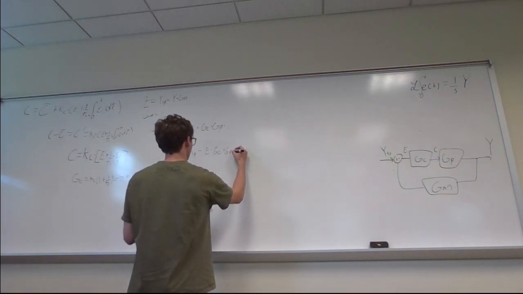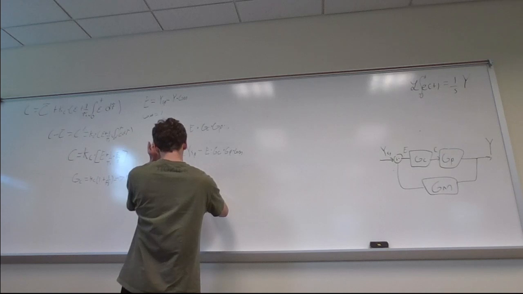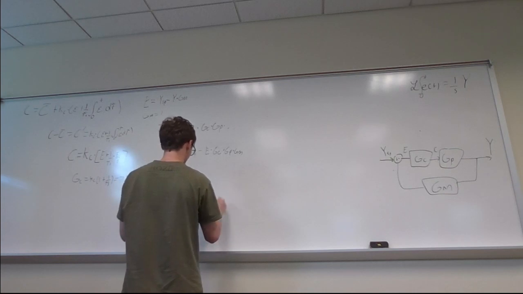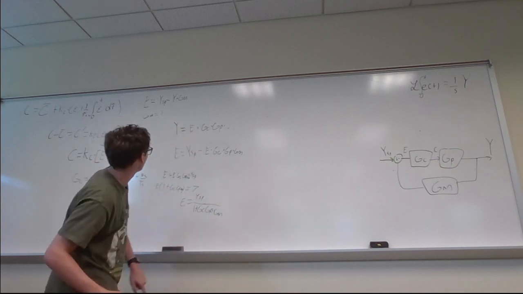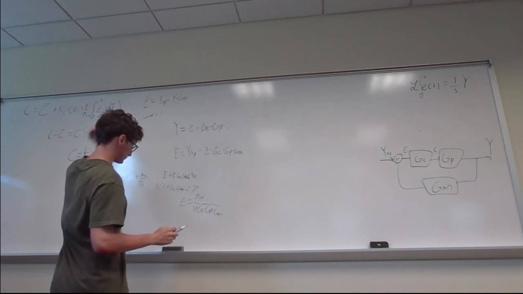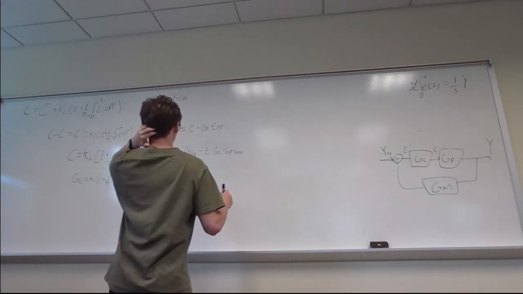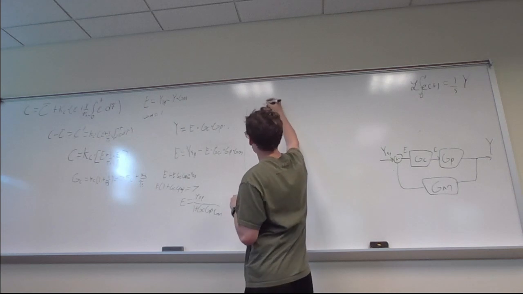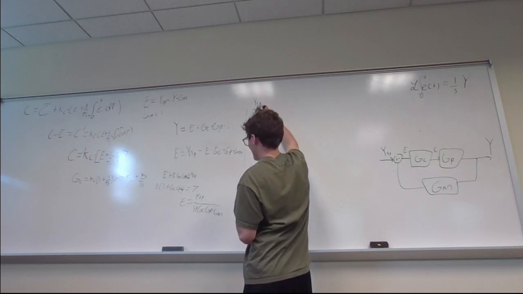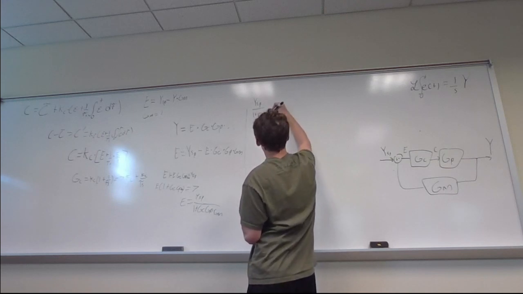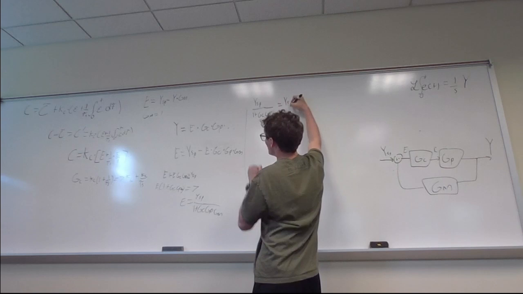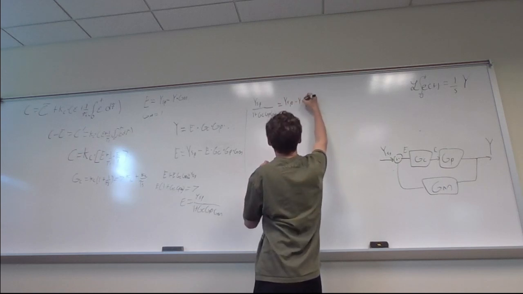I lost GM again. I keep losing GM. GM. Okay. GM. Boom. That's what we want. Now we're going to shove it back into the equation on the far side of this. So we're going to have Y set point over 1 plus GC GP GM, it's so annoying to say, equals Y set point minus Y times GM.